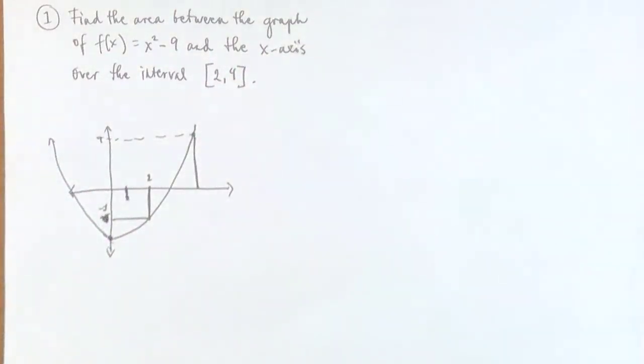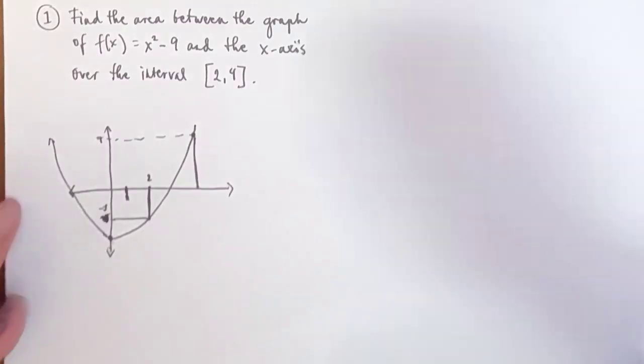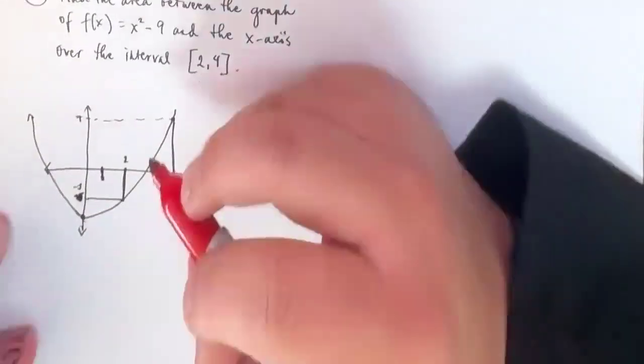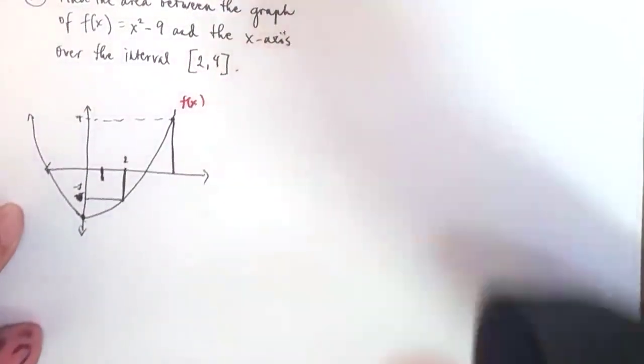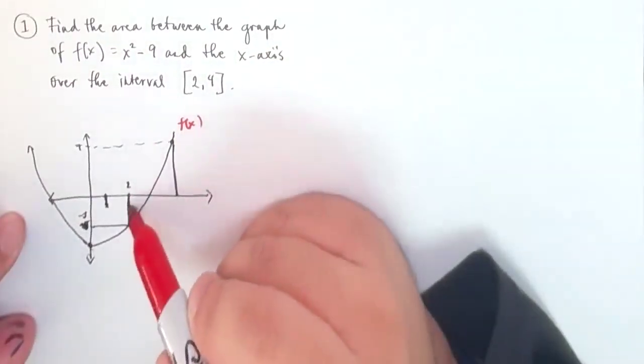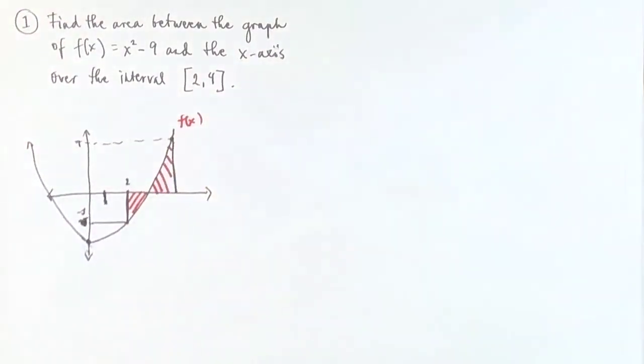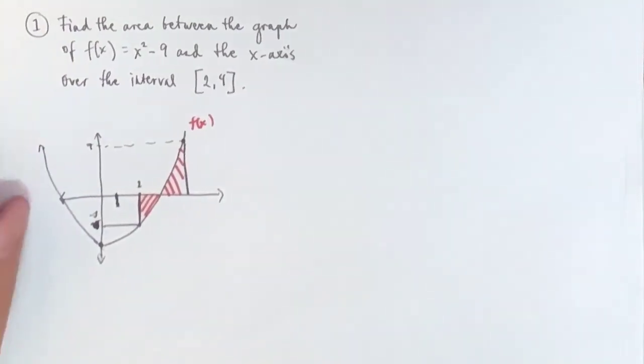So we have that. So what is now the area that we're looking for? The area that we're looking for is the area between this graph right here, f of x, and the x-axis over the interval. So it's this and this, right? That's the area that we're looking for.